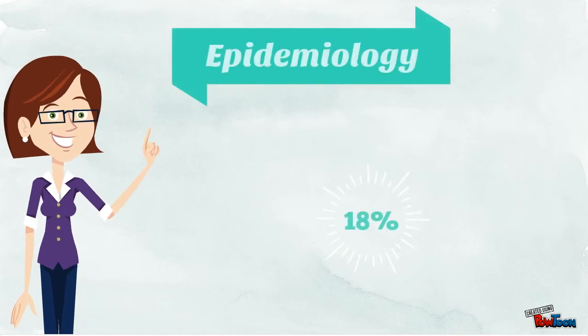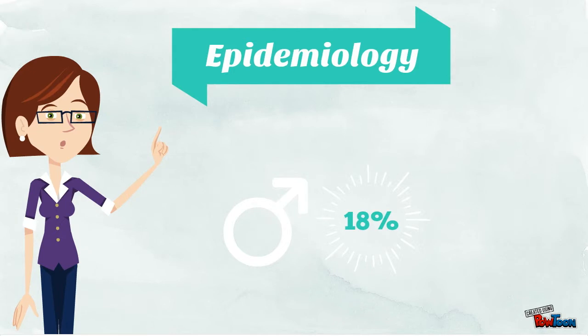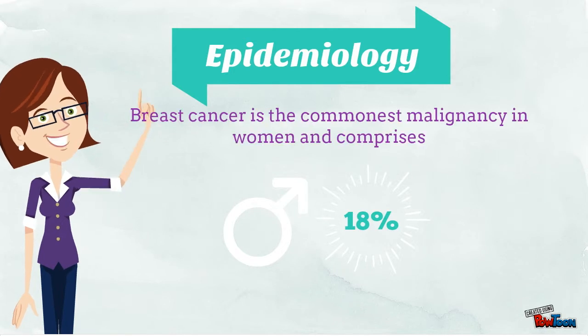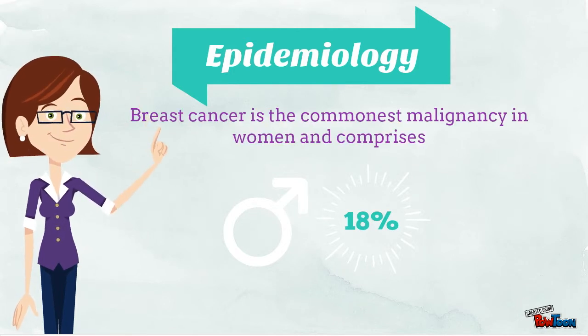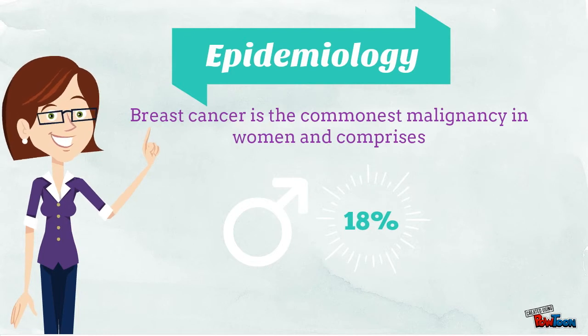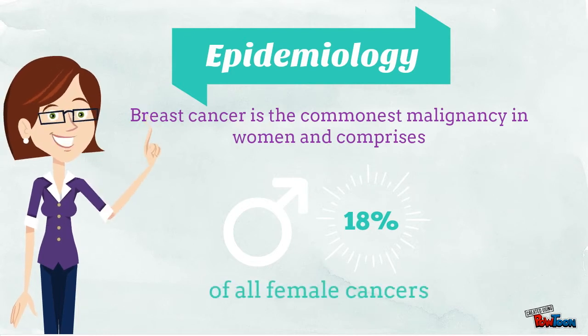Epidemiology. Breast cancer is the commonest malignancy in women and comprises about 18% of all female cancers, with 1 million new cases in the world each year. In the United Kingdom, the incidence among women aged 50 approaches 2 per 1,000 women per year.